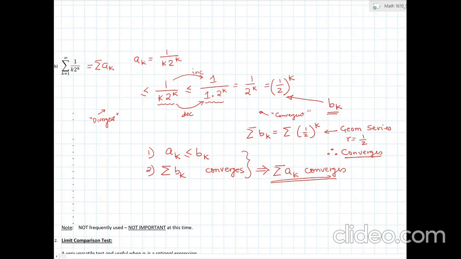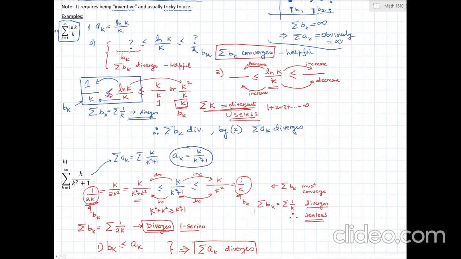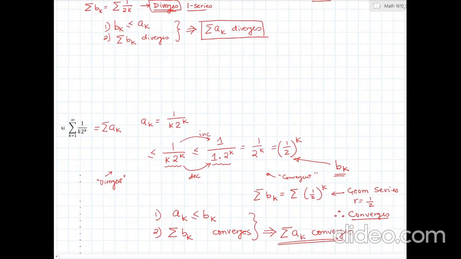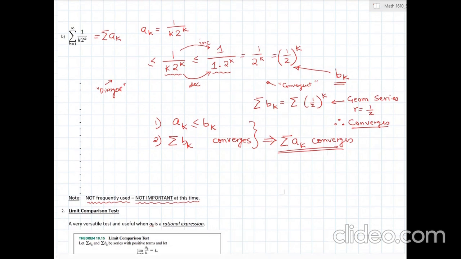So this is pretty neat, but again, as I've pointed out, one has to be quite inventive to be able to use these. And later on you will see that all these three series that I have considered could be done by some other test much more easily. So the conclusion is that this is not frequently used and is not important at this time. So don't fret over it. It needs a lot of experience to be able to use this test.